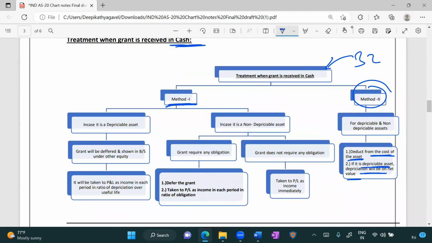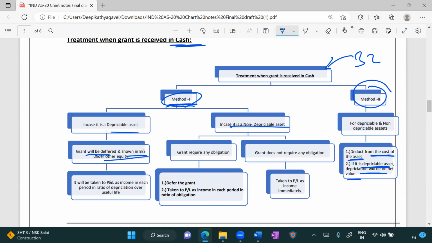In method number 1 that you're going to see, there are two types. You need to first very clearly differentiate whether it's a depreciable asset or a non-depreciable asset. In case your asset against which you have received the government grant in cash is a depreciable asset, the grant will be deferred and shown in the balance sheet under other equity.